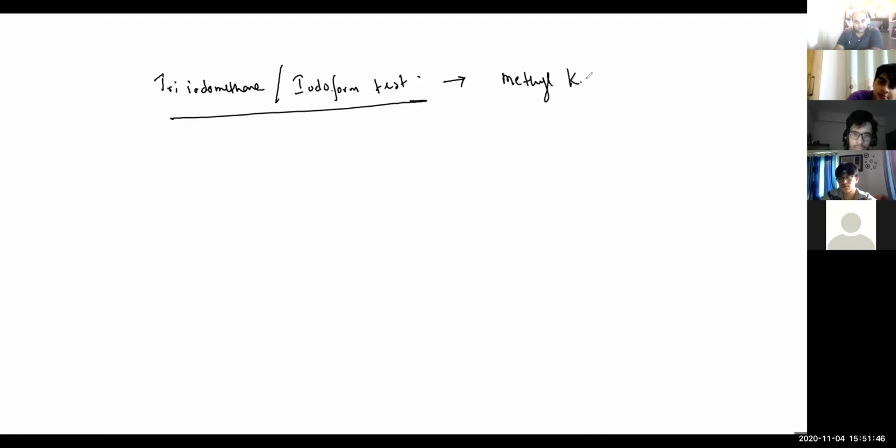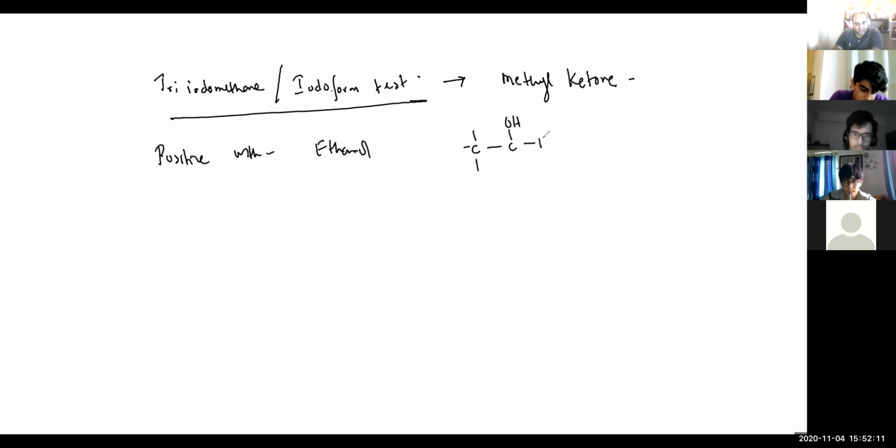So usually it is given by ketones, but there are some alcohols and aldehydes also. Positive with ethanol. Why ethanol will give it, I'll tell you. What does ethanol have? You have a CH3, you have a CH-OH. So if you oxidize ethanol, what will you get? An aldehyde.